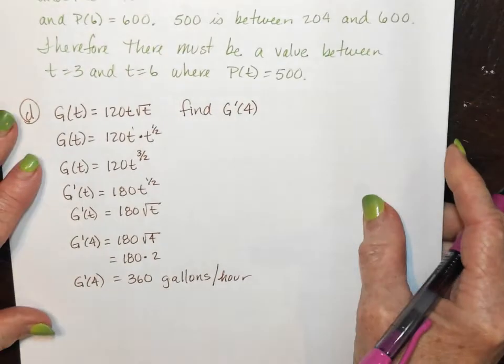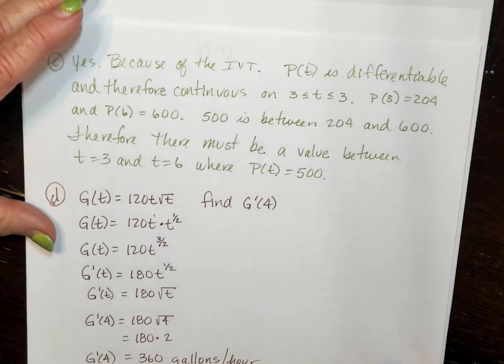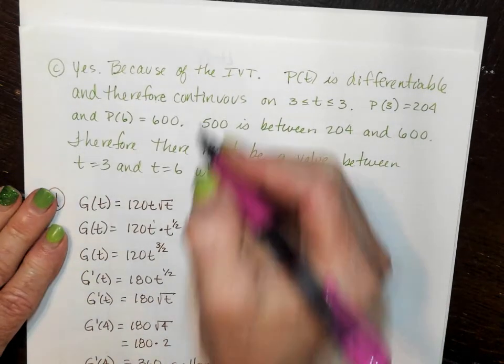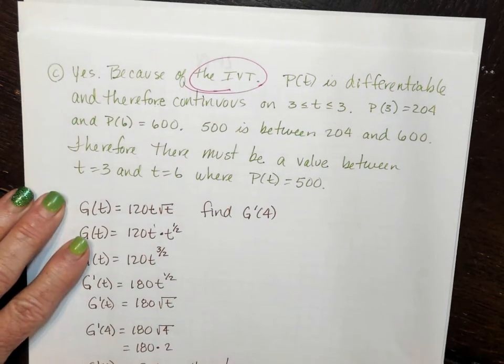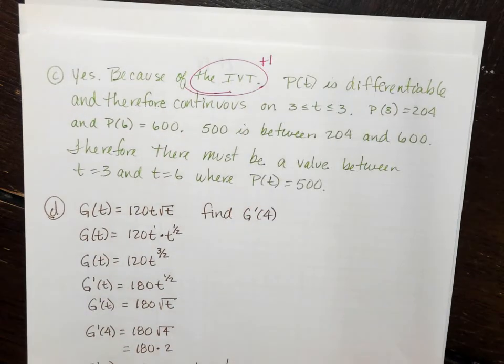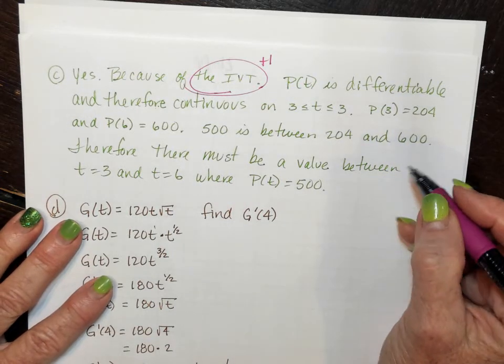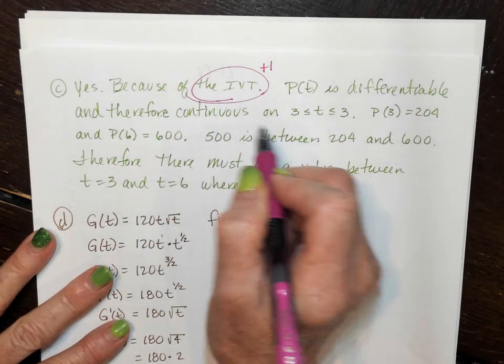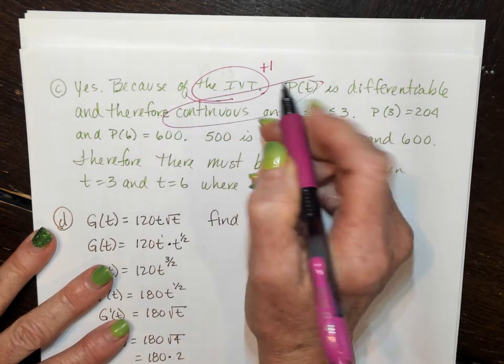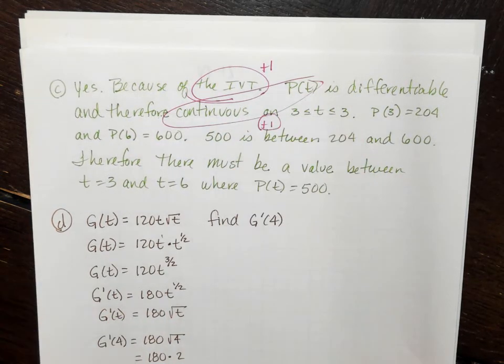Part C. Okay, part C has 1 point for mentioning intermediate value theorem. And then another point for talking about P being continuous. So you got a point here for mentioning that it's yes because of the intermediate value theorem, and then 1 point for identifying the continuity piece of the intermediate value theorem.